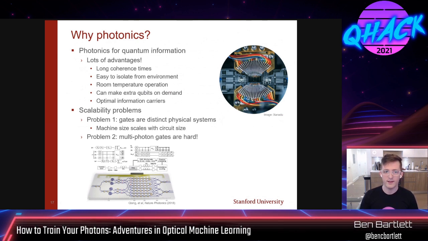Problem 1 is that in a photonic system, the gates are distinct physical systems. So instead of, for example, hitting an atomic qubit with several timed laser pulses to implement gates, you have to run photons through a physical structure. This means that unless you're clever about it, the size of your machine scales with the size of the quantum circuit that you want to implement, which can make very large, complex quantum circuits prohibitively large to implement using traditional free space optics. And problem 2 is that photons don't readily interact with each other because they're bosons. So implementing multi-photon quantum gates is a challenge.